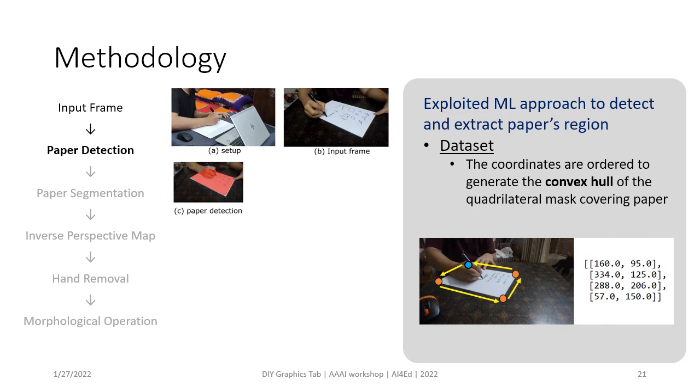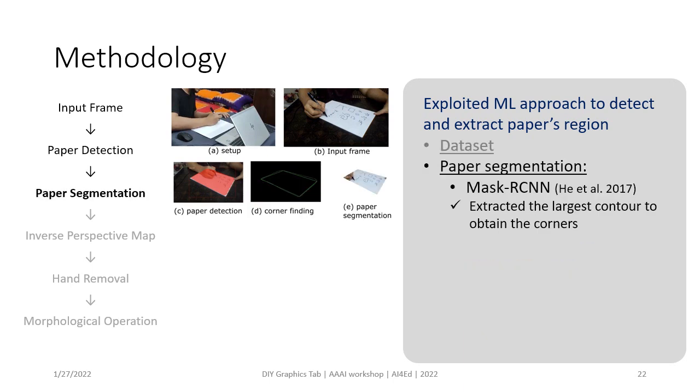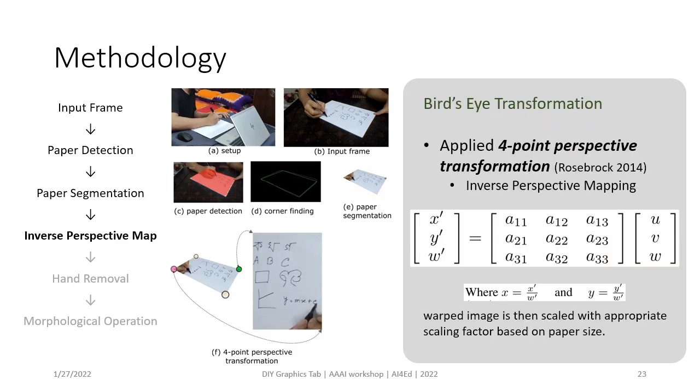The coordinates of the corners of the paper are ordered to generate the convex hull of the quadrilateral mask covering the paper area. For the paper segmentation, we used Mask RCNN and extracted the largest contour to obtain the corners. Due to the fact that the frame was recorded at an angle, the segmented paper had perspective distortion. For performing a bird's eye transformation onto it, we employed 4-point perspective transformation, which we can call inverse perspective mapping. The warped image is then scaled with an appropriate scaling factor based on the paper size.